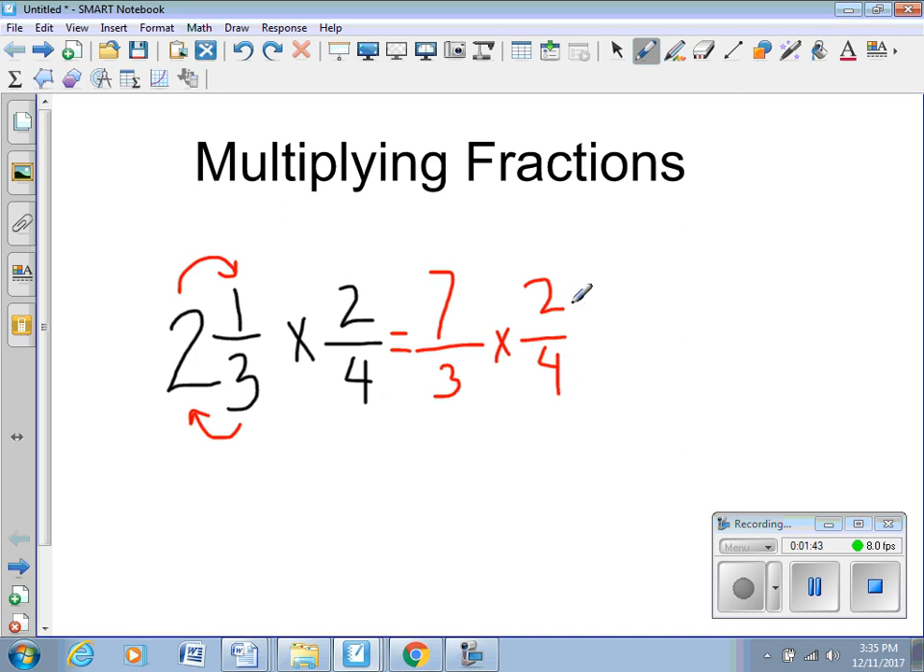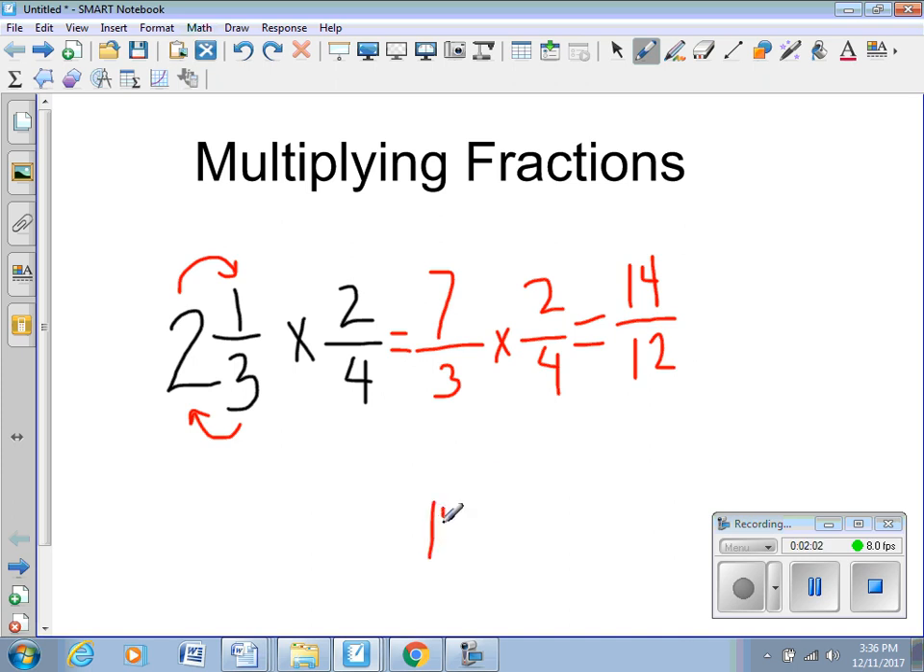Now for multiplying, I can just multiply straight across. I have 7 times 2, which I know is 14. And then I have 3 times 4, which is 12. So now I have 14/12, which is an improper fraction. And by this point, you should know that we cannot leave improper fractions that way. They have to be changed into a mixed number.